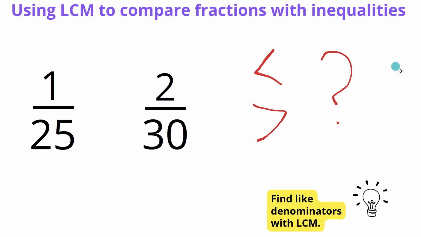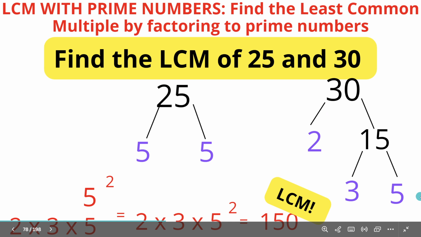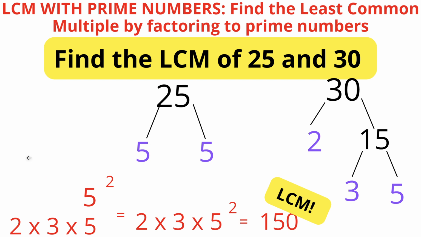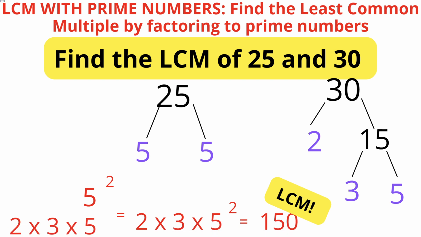Another way you can use LCM to compare fractions is with inequalities. That's your greater and less than sign. So if we have to compare 1/25 to 2/30, it's kind of hard to see when we're just looking at them as fractions. But look what we can do. We can factor tree down 25 to its prime numbers, 5 times 5. And 30 would go to 2 times 15, and that would go to 3 times 5. Oh, at the bottom, here's 5 squared stacked with 2 times 3 times 5.